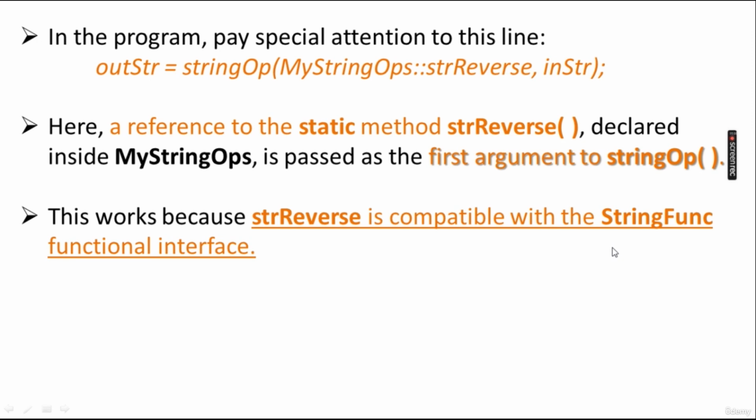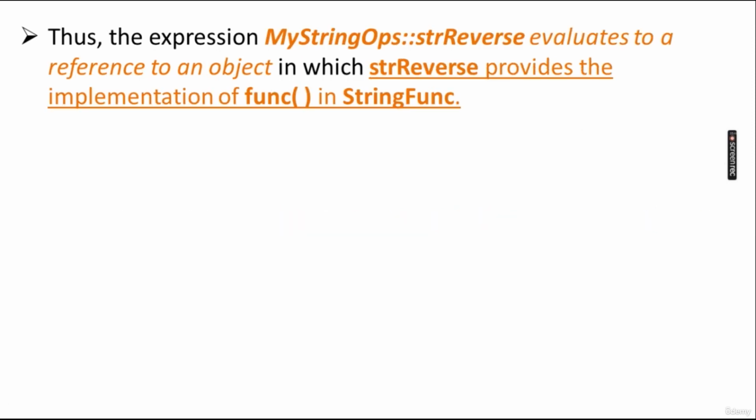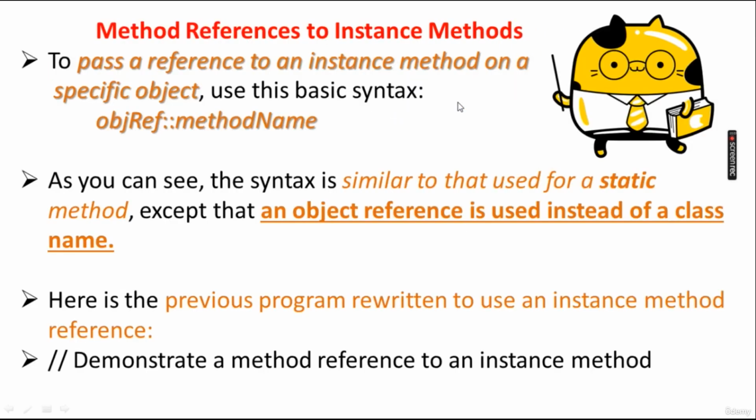It also has one parameter which is a string and returns a string. The expression MyStringOps double colon stringReverse evaluates to a reference to an object in which stringReverse provides the implementation of the function in StringFunction. StringFunction is the functional interface name.